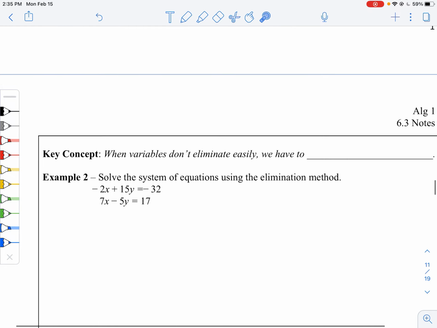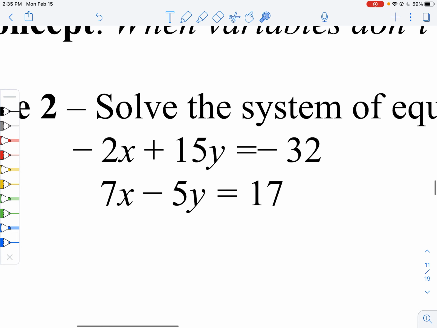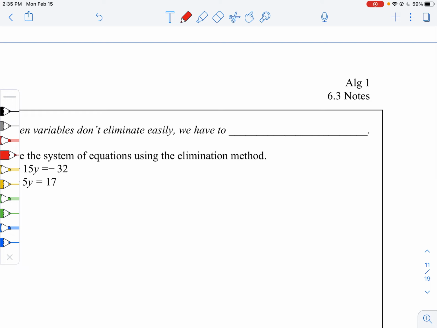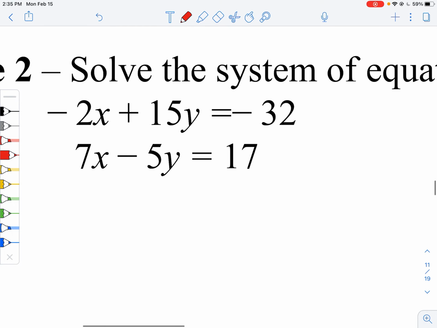There's another one. Sometimes, let's look at this one, things don't cancel out very easily. So when you have variables that don't eliminate very easily, you have to multiply. And sometimes you'll have to multiply twice. In this case, you only have to multiply once.